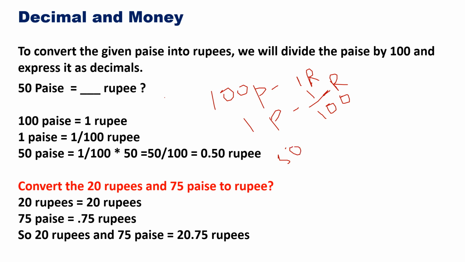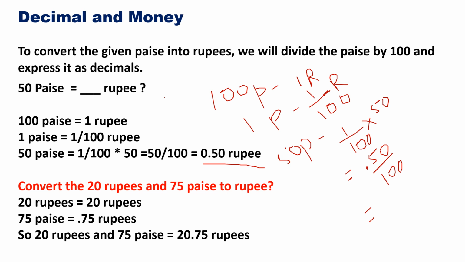Then we have to calculate 50 paisa. As 50 is greater than 1, we will do the multiplication. So 1 by 100 into 50, which is 50 divided by 100. As we know, there are 2 zeros, so where will the decimal point come? Before the 2 digits, 1 digit, 2 digit. So it will be 0.50 rupees. So 50 paisa is 0.50 rupees.